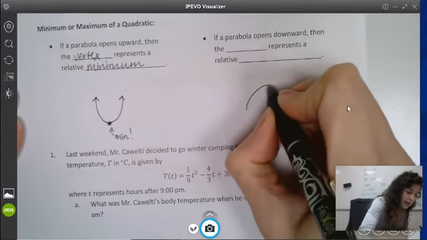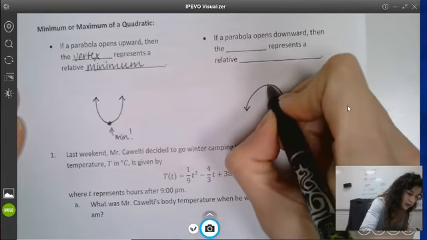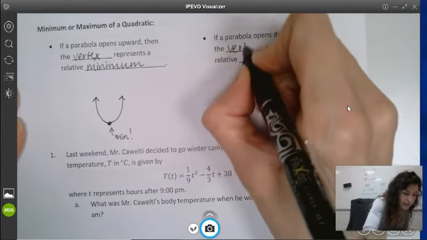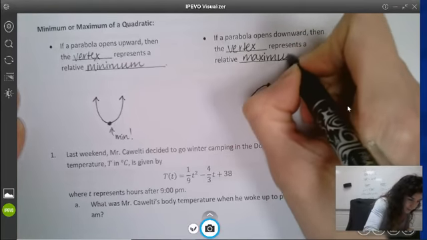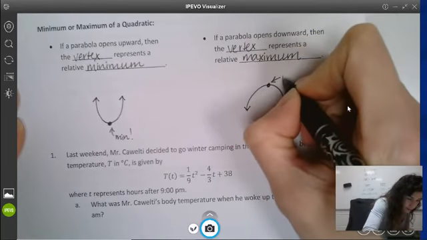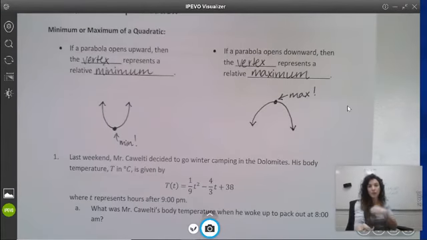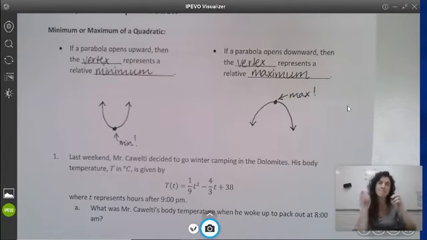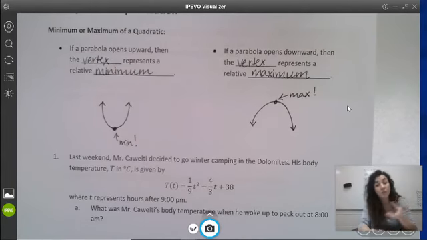If a parabola opens downwards, then the vertex represents a relative maximum. I do want you to pay attention to one thing: when we're talking about maximizing a quadratic, we're actually only talking about maximizing or minimizing one variable.